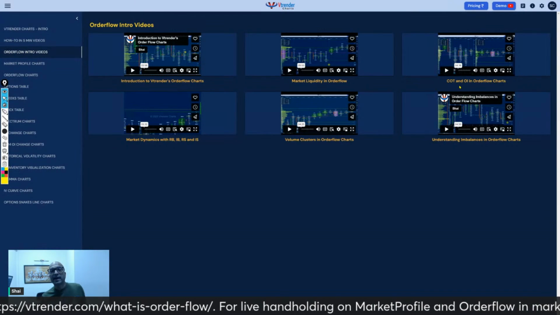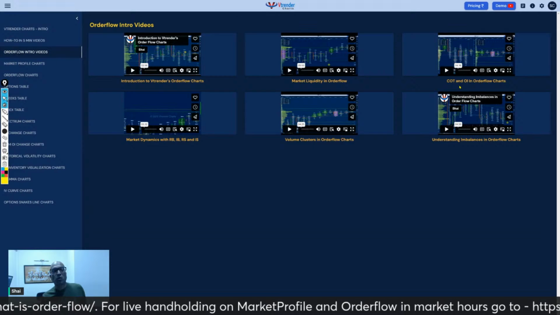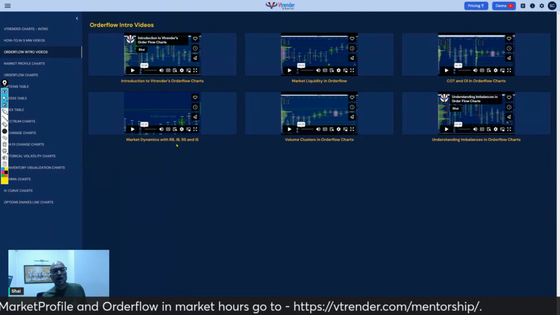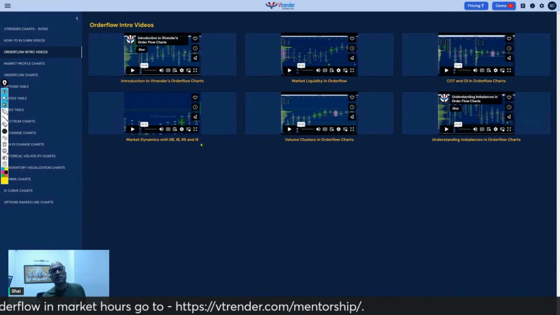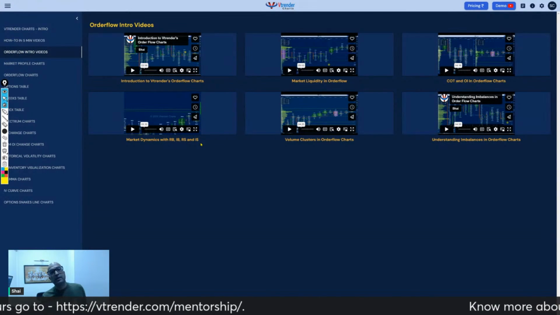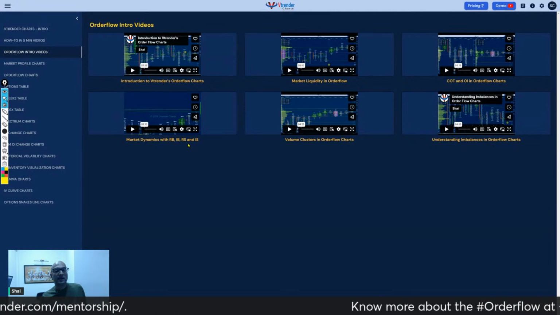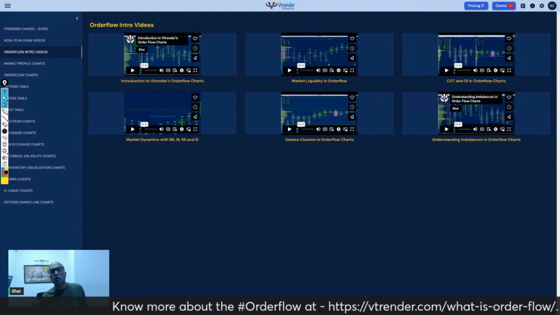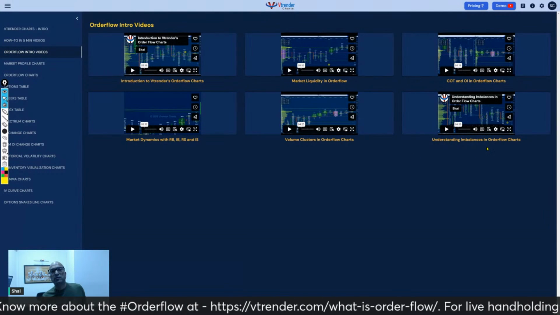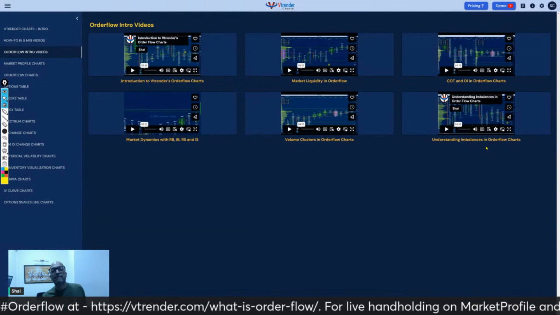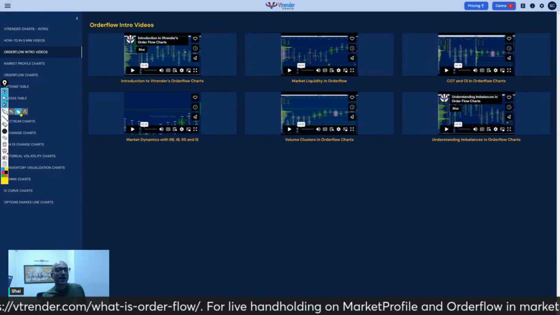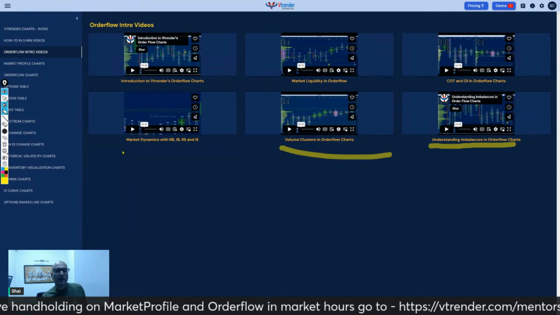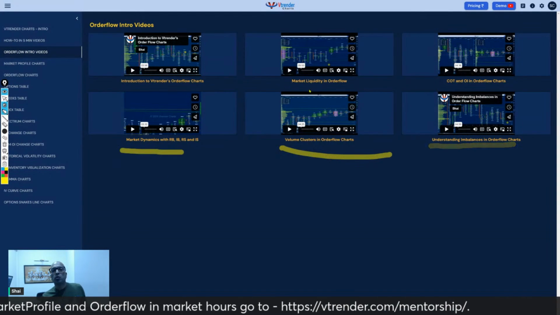That's one. The second aspect of order flow is COT, the commitment of trade, the open interest in the bar. The third aspect of order flow is RB, IB, RS, and IS, which is responsive buyers, initiative buyers, responsive sellers, and initiative sellers. The fourth aspect of order flow is volume clusters. And the fifth aspect of order flow is understanding imbalances, or stacked imbalances, as we call it.